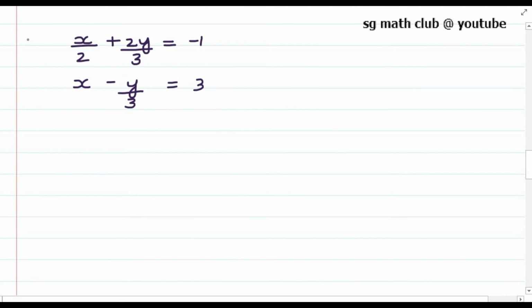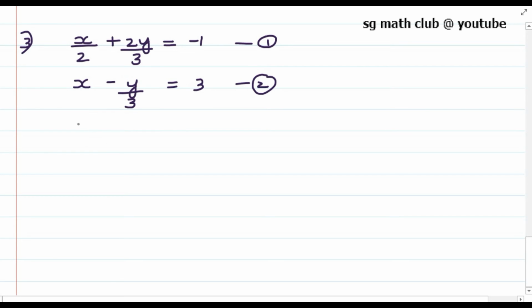Next question is, solve this pair of linear equations by elimination method. X by 2 plus 2y by 3 equal to minus 1. X minus y by 3 equal to 3. Seeing the fraction, you should not get any confusion. You just need to make it in the standard form, ax plus by plus c equal to 0, and then you need to solve it.